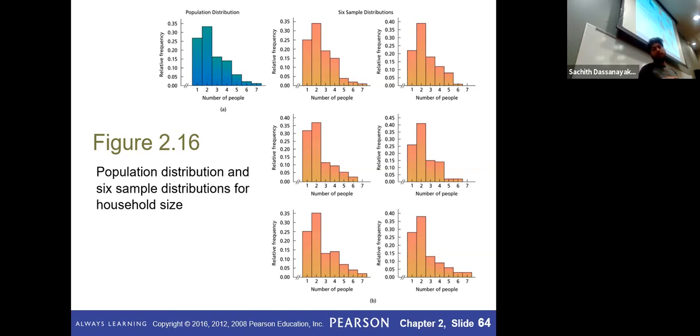All of them except, no, it's hard to say. Sometimes except two, second sample, but check the shape. Those are like right skewed, right? First one, second one, they are like right skewed.